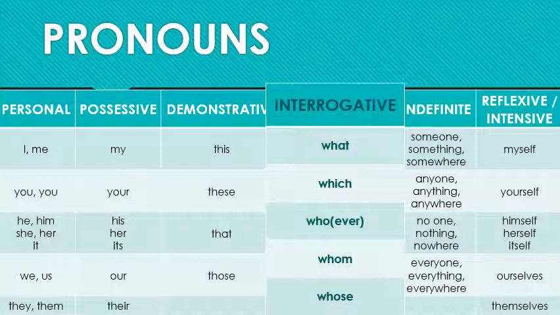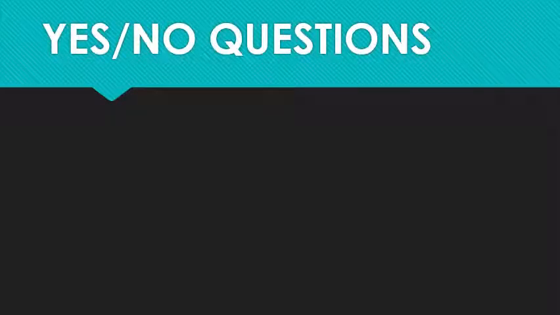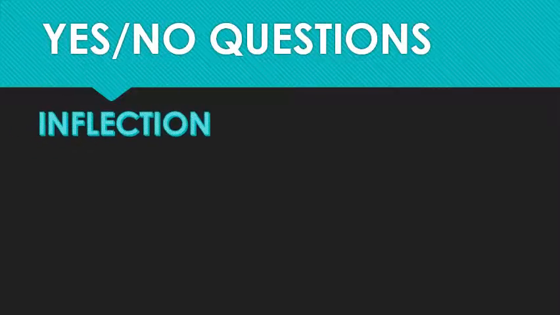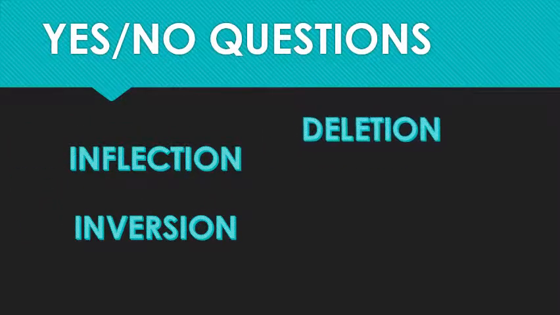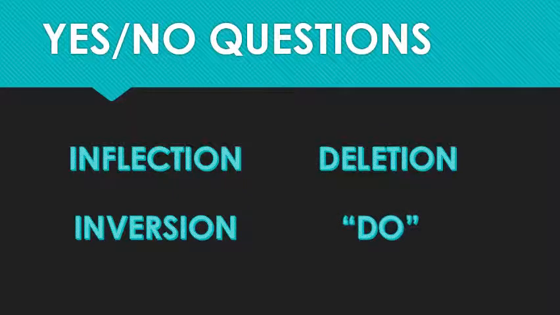But questions are everywhere, aren't they? And so it's important to master them. Don't you agree? So, as I said before, today's focus will be on questions, specifically yes/no questions. That is to say, questions that anticipate either a yes or a no for an answer. I'll be covering four techniques used to create different types of these questions: inflection, inversion, deletion, and do.